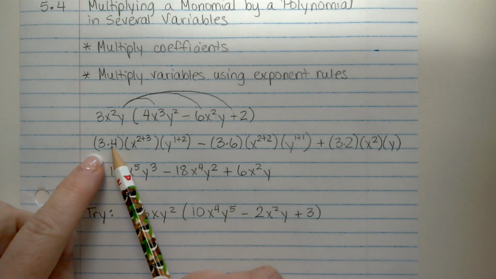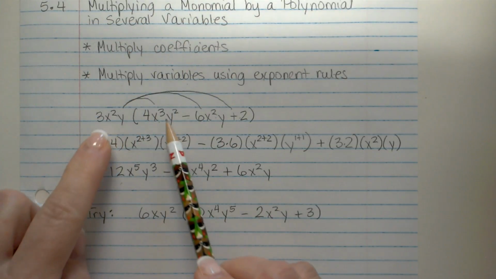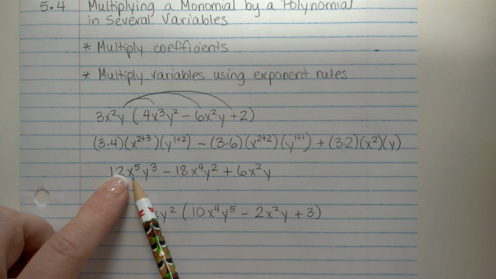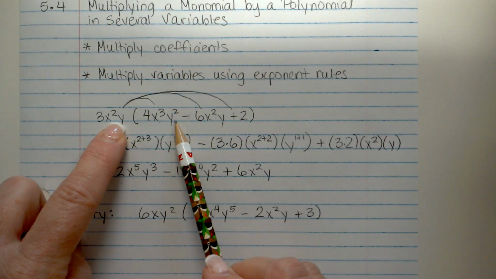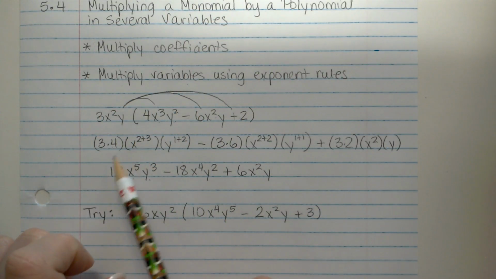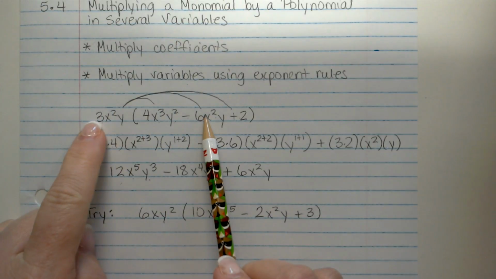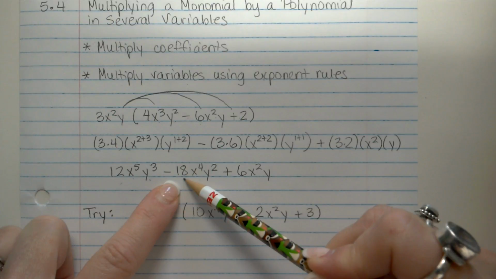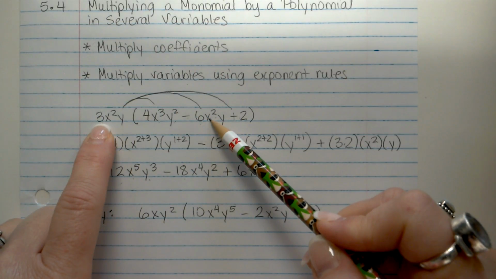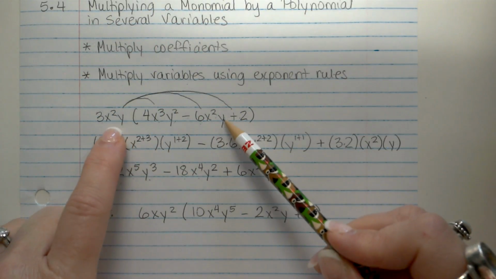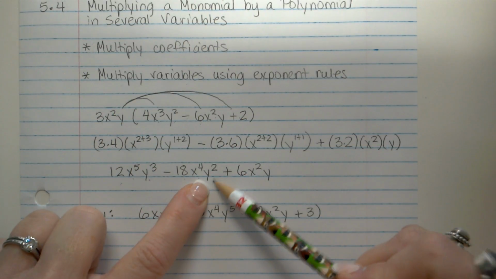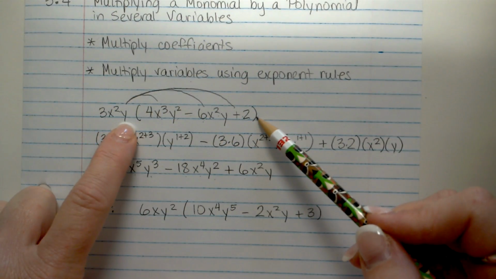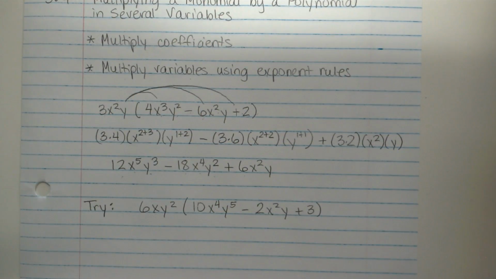So the 3 times the 4 gets pulled together to make a 12. An x squared times an x cubed, they're being multiplied, so you have 5 x's being multiplied. The y times the y squared means you have 3 y's being multiplied in this first term. Now we're going to multiply it by the next term. There's a negative in front of the 6, so 3 times negative 6 is negative 18. X squared is being multiplied. You've got 4 x's being multiplied, 2 y's being multiplied. And then for the last term, 3 times 2 is 6. X squared and y don't have anything to multiply, so we keep them as x squared y.